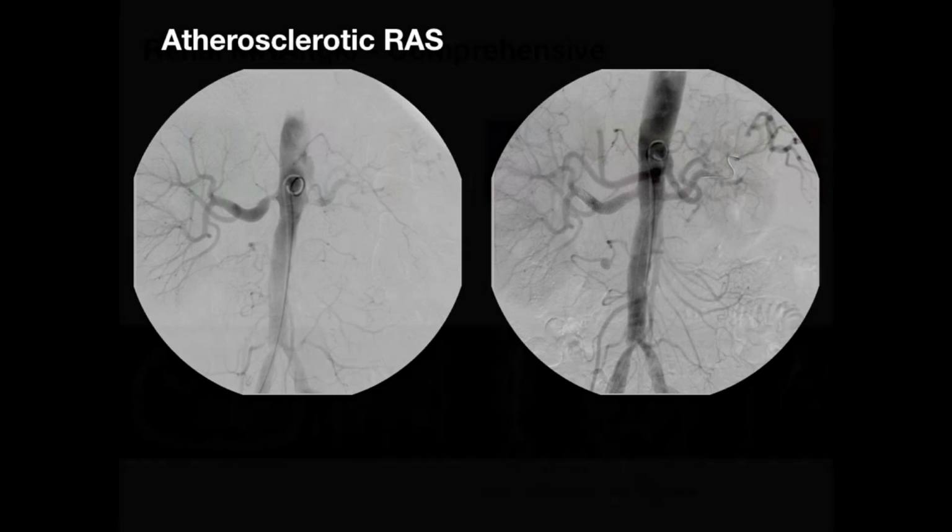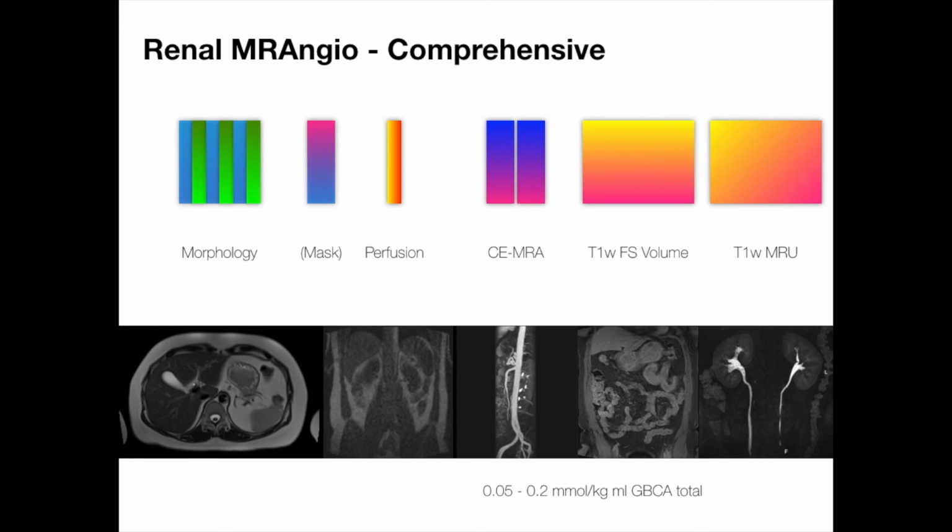What I'm trying to promote here, though, is a comprehensive renal MR angiogram. Do morphology. You can miss out this bit if you believe you've got all the morphology on your post-gad fat-sat T1, but I like to do the morphology still. You can do a mask if you haven't got Dixon. If you've got mDixon, you don't need a mask. You can do perfusion for your timing scan. You can get your MRA, you can get your volumes off this, you can get your MRU with a tuned post-gad. You can do it all with half or single-dose gadolinium contrast, as we were saying earlier.